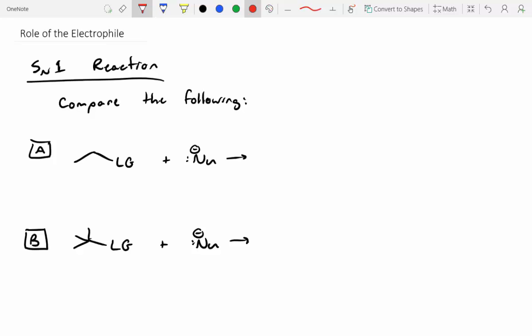I'll give you guys a hint, too. What's the first step in an SN1 reaction? Leaving group falling off, right? So I'll get you guys started with the first arrow. Now we need to draw our intermediates that result.